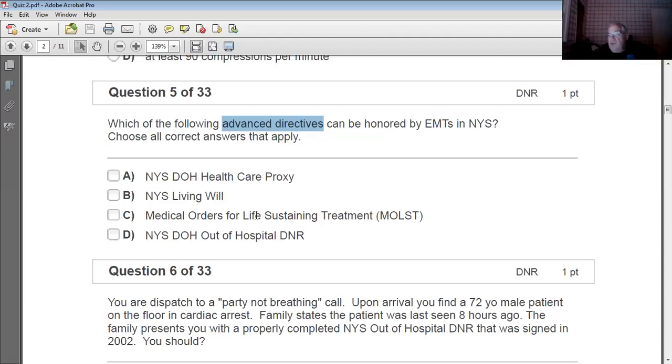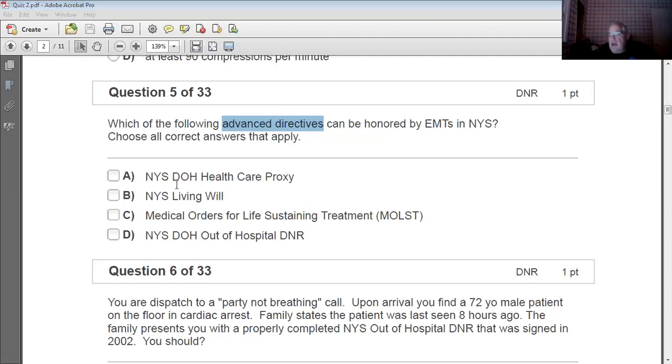But the only ones that we could honor in the field as EMTs would be an out-of-hospital DNR, so it'd be C and D, a MOLST form, medical order for life-sustaining treatment, and a New York State Department of Health out-of-hospital DNR, okay? And yes, you could say if it said an in-hospital DNR, we could honor it on the way home, but that wasn't one of the choices, okay? So those are the ones that we can honor.